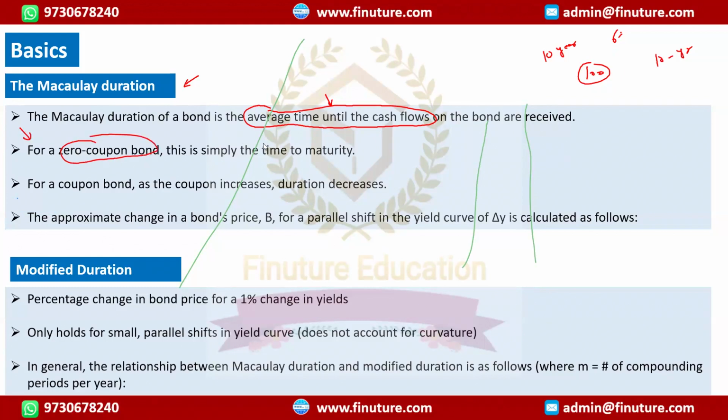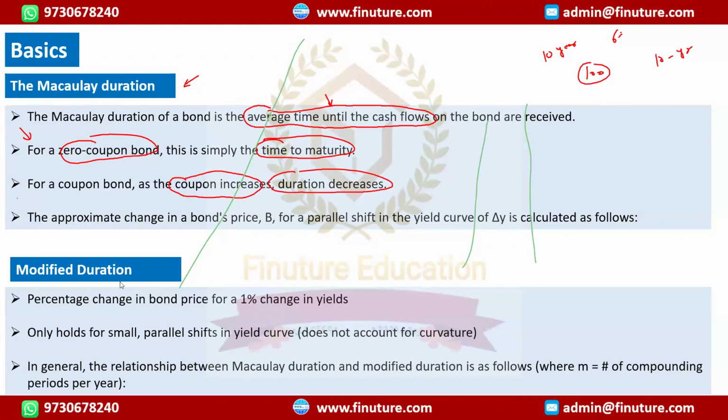coupon bond, your time to maturity is the duration. Because you don't have any interim cash flows, your duration and your maturity match. Whereas it is not so with a coupon bond. When your coupon increases, your duration decreases, because the faster you receive your money back, the lesser the duration of your debt would be. So that's how it can be interpreted.